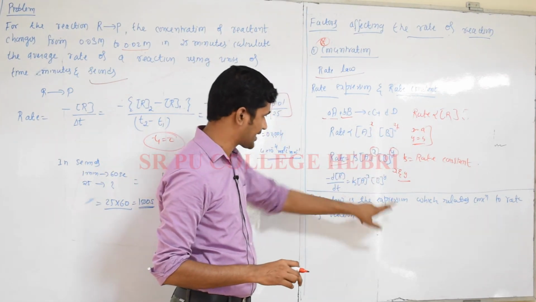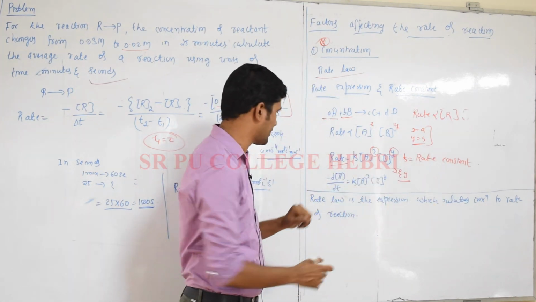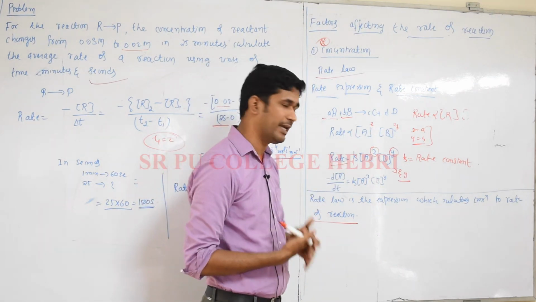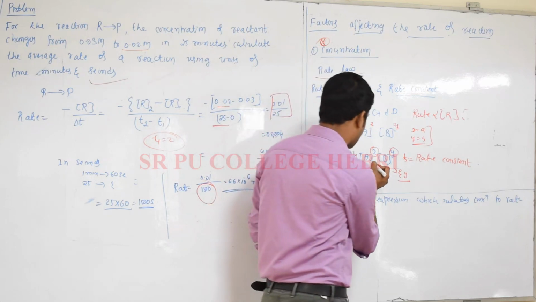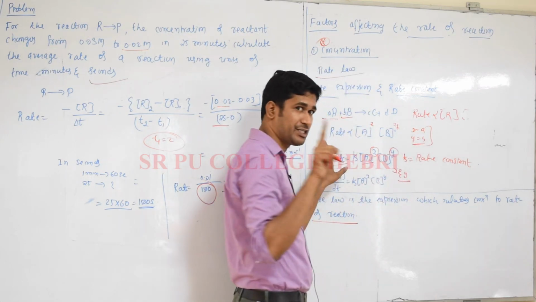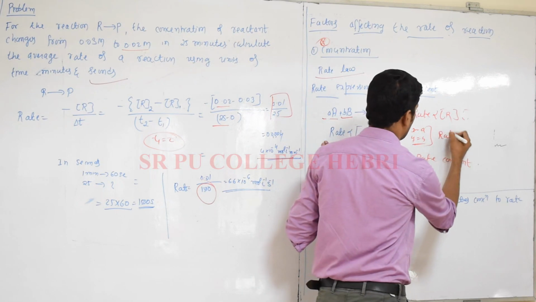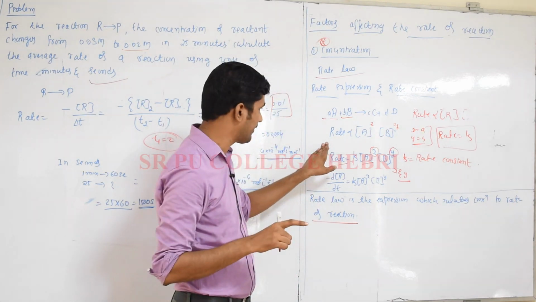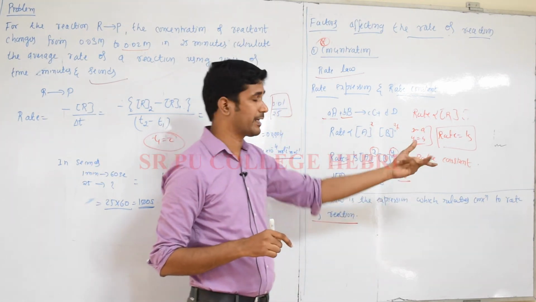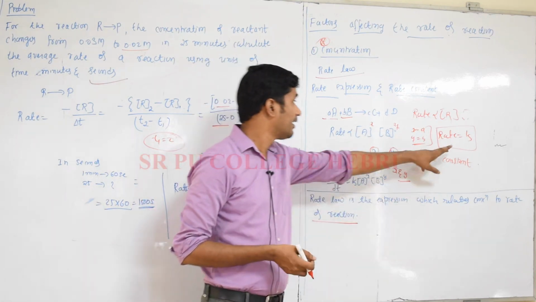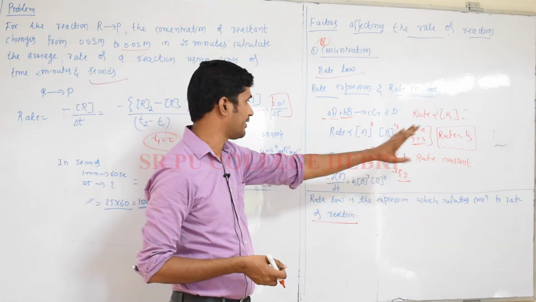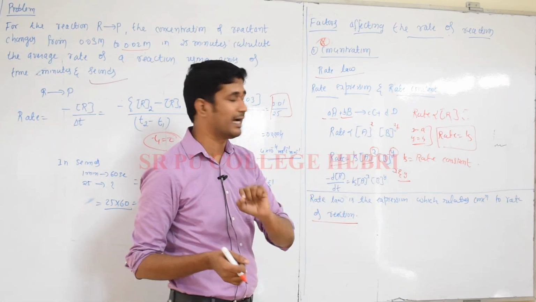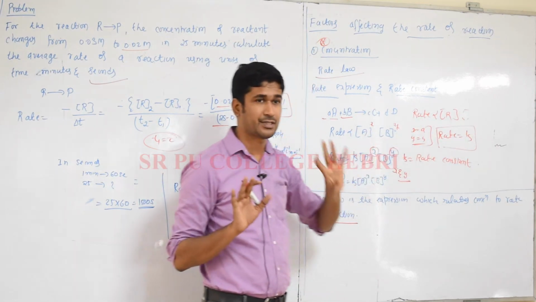So the rate law is the expression which relates the concentration to the rate of a reaction. So what is this rate and rate constant? Rate and rate constant are related to each other when the molar concentrations of A and B are equal to 1, that is, unity. Then rate is equal to rate constant. This is very important. They will ask it for 1 mark. The rate of the reaction becomes equal to rate constant k when the concentrations of reactants are taken as unity or 1. Rate becomes equal to rate constant. At that time, the units of rate and rate constant become equal.